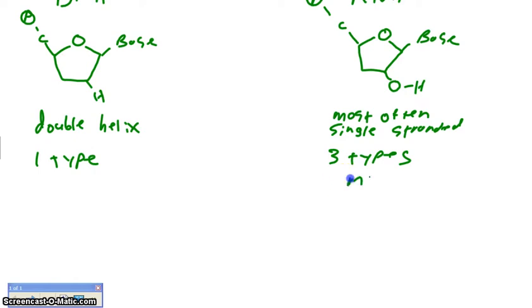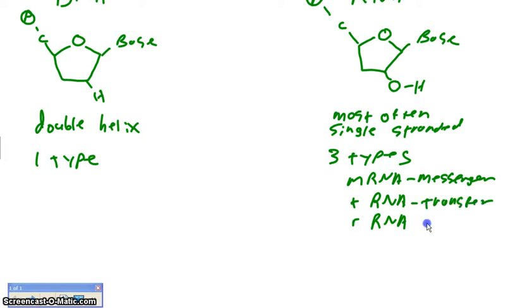The 3 types are mRNA, tRNA, and rRNA. Now, of course, these front letters stand for something. mRNA stands for messenger RNA. tRNA stands for transfer RNA. And rRNA stands for ribosomal RNA. You can hear the word ribosome in there. Obviously, it's associated with the ribosome.